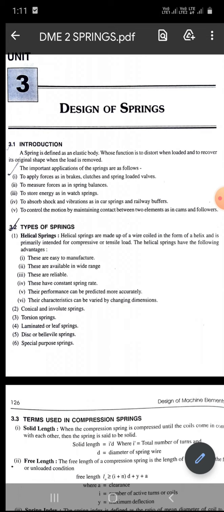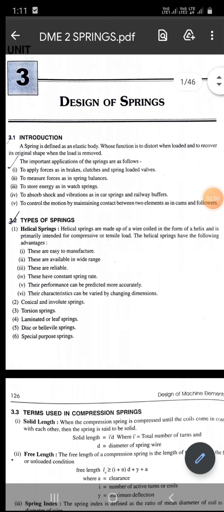Types of springs. First one, helical spring. Helical springs are made up of wire coiled in the form of a helix and are primarily intended for compressive or tensile load. Helical springs have the following advantages.